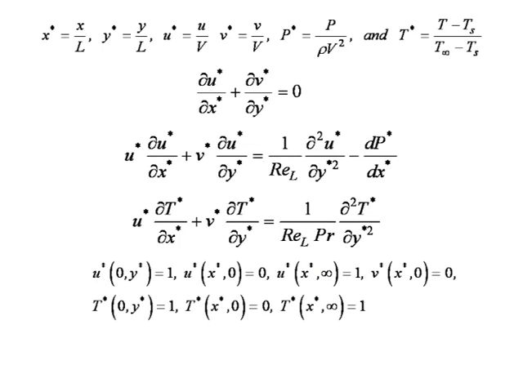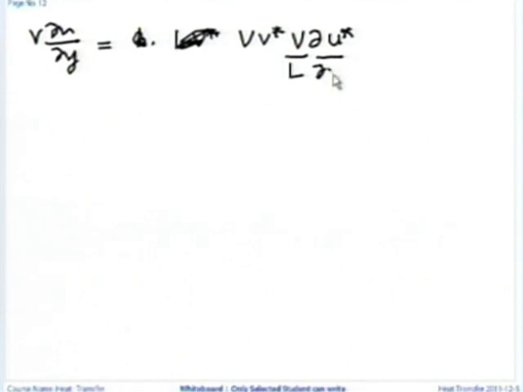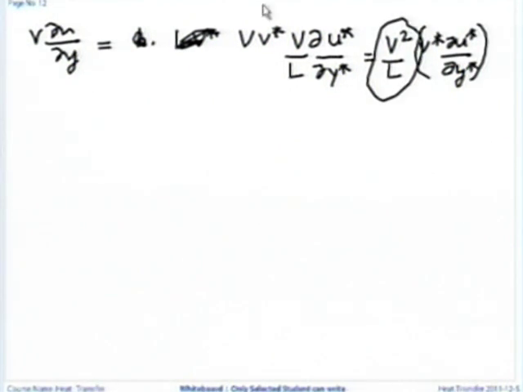The similar form for the second term, v du by dy, will essentially become V v star times V du star by L dy star. So, this will be V squared by L v star du star by dy star, essentially the same functional form with this V squared by L sitting in front.